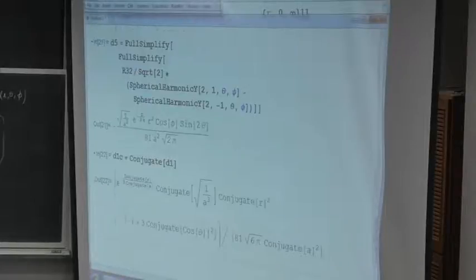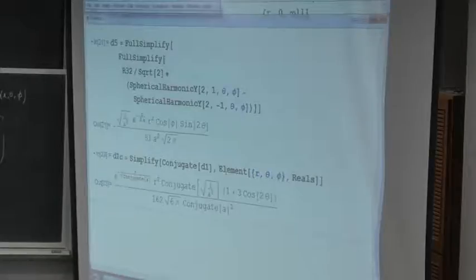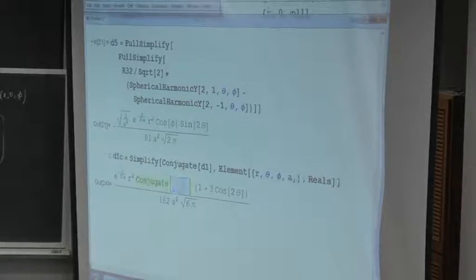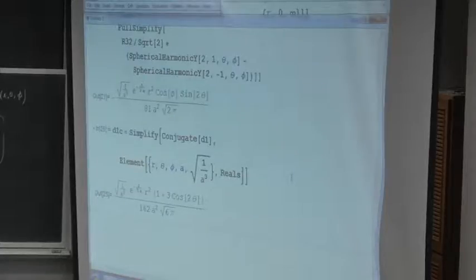But the problem is that Mathematica doesn't know whether r, theta, and phi are real or not. So I would like to simplify this a little bit. I would like to tell Mathematica that these are real numbers. r is real, theta is real, and phi, all of them are real. And a is also real, it's the Bohr radius. All right. So I've defined the complex conjugate of one of the wave functions.